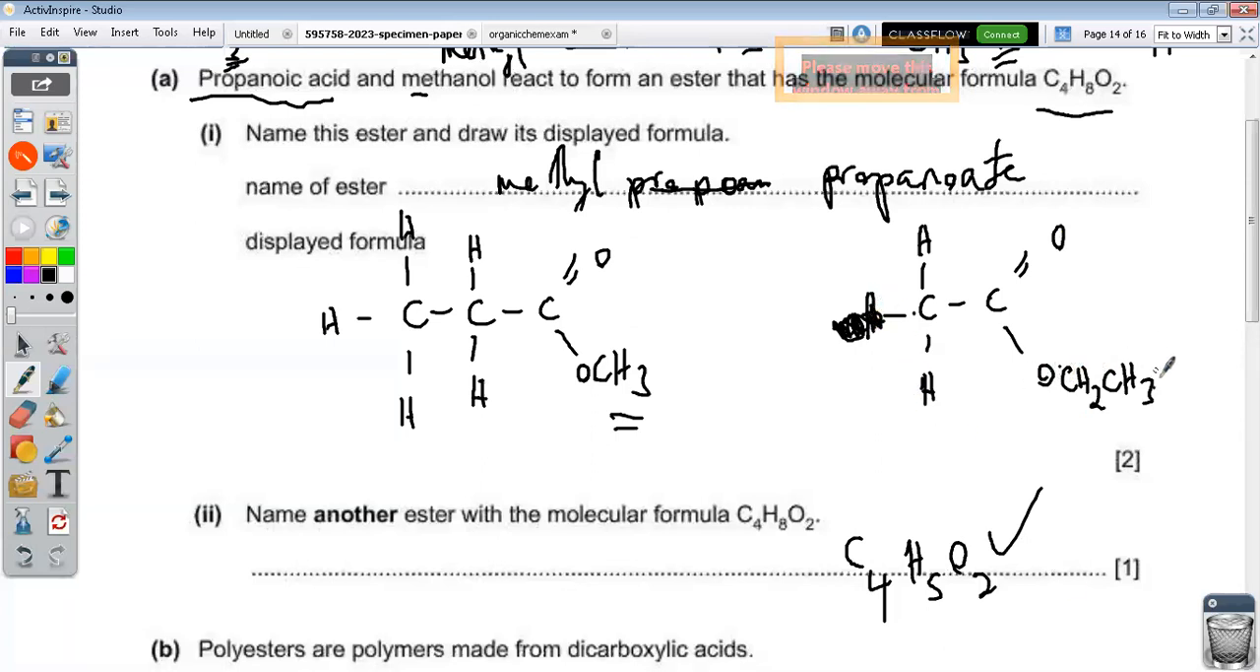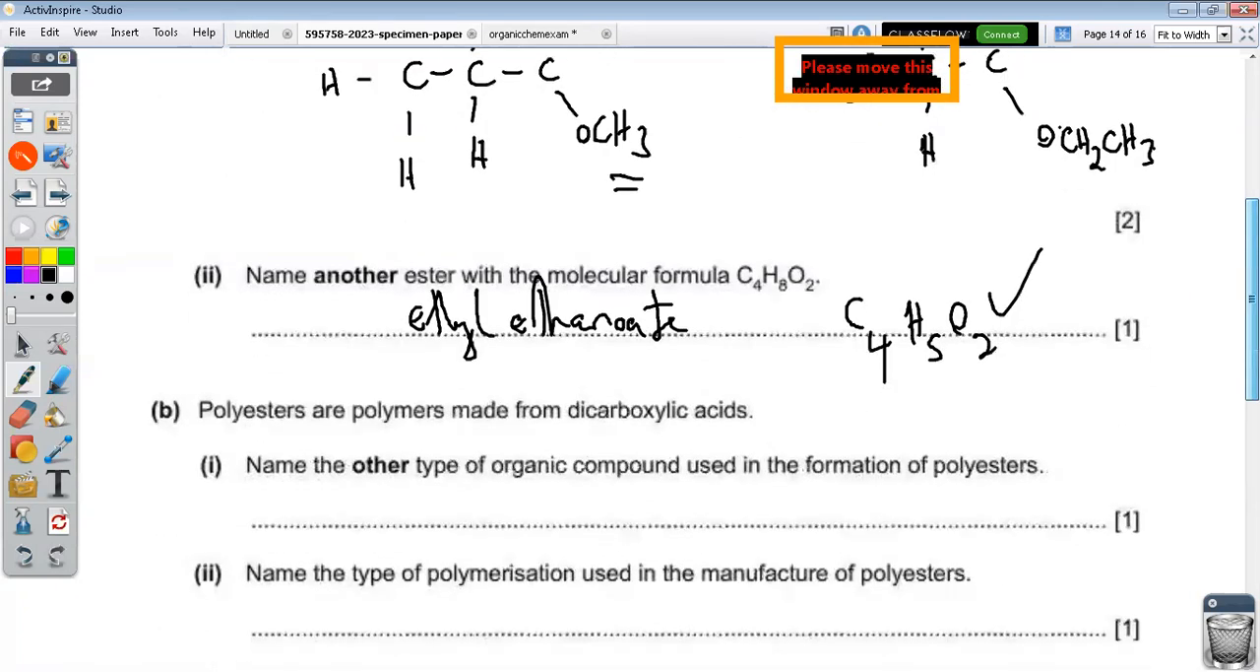So this is an ethyl. I'm sure you can see that. Ethyl. Now, 2 carbons here, if it was ethanoic acid. So ethyl ethanoate. Clear? Ethyl ethanoate.